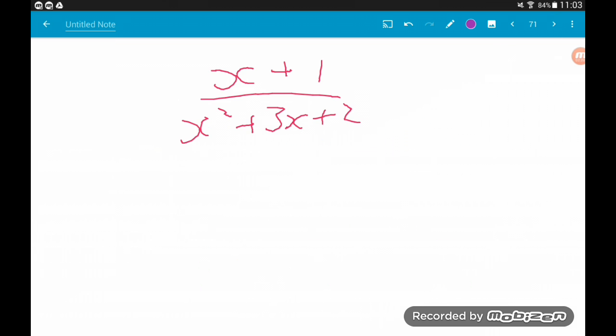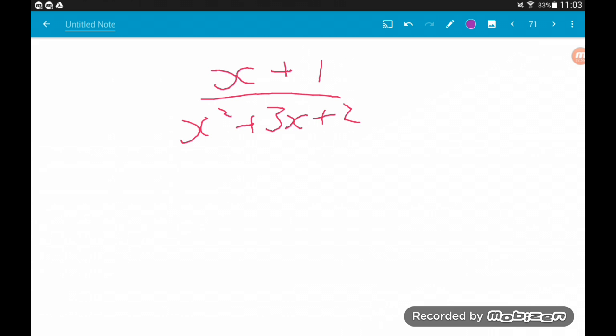Okay, so here then we've got (x + 1) over (x squared + 3x + 2). As it stands, none of our terms have a common factor in them, so from the get-go, there is no simplifying we can do. What can we do? We can factorise. Let's see if we've got a common factor if we write everything in factorised form.